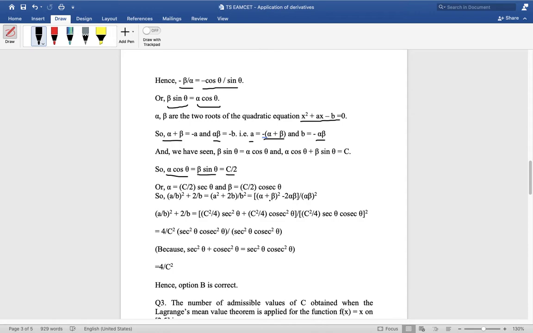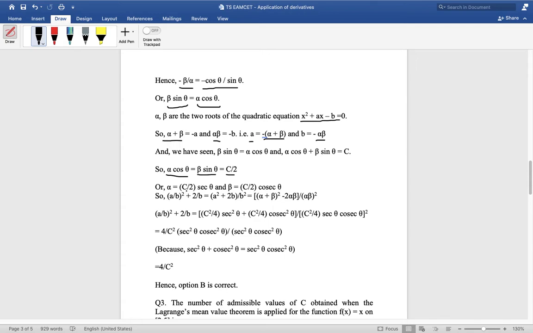Okay, so (alpha plus beta) whole square plus 2b, b is minus alpha, so minus 2 alpha beta, divided by (alpha beta) whole square. Now (alpha plus beta) whole square is alpha square plus beta square plus 2 alpha beta, so 2 alpha beta and minus 2 alpha beta will disappear, and you will only get alpha square plus beta square, divided by (alpha beta) whole square.